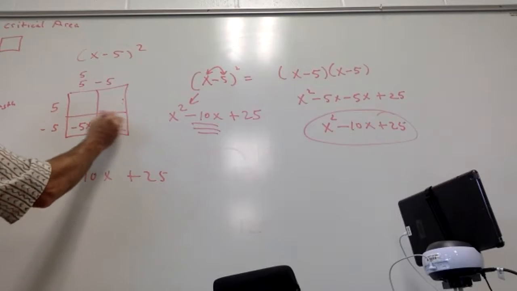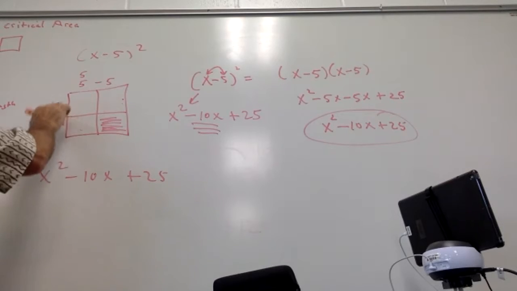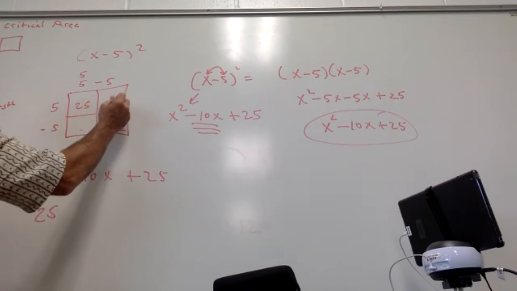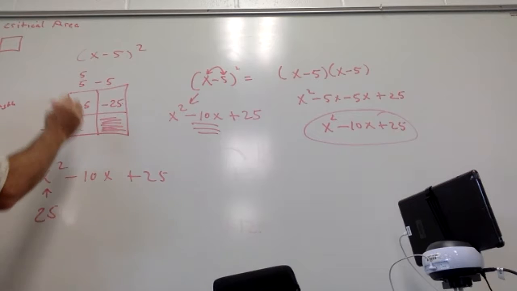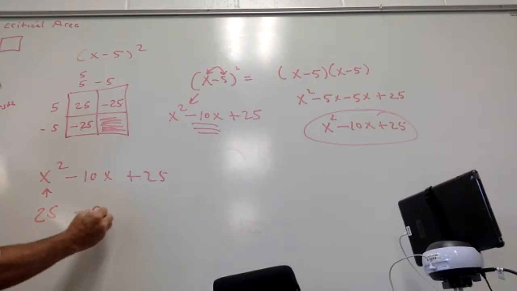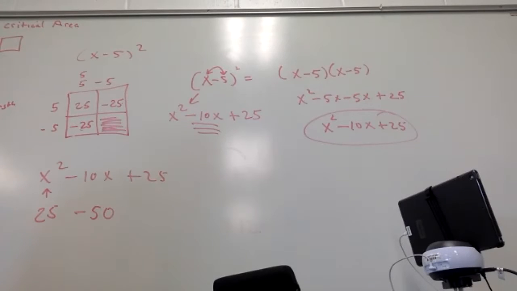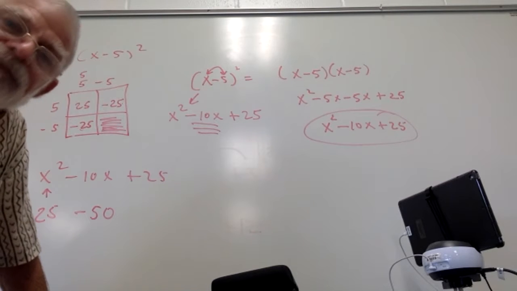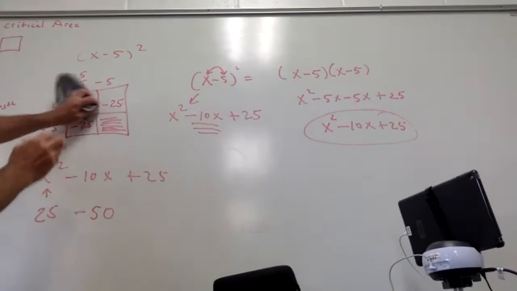I'm not going to fill this one in, that's the constant. What's 5 times 5? 25. Isn't that this? What's 5 times negative 5? Negative 5 times 5, negative 25. Can you see that that adds up to minus 50? Are you starting to see the 2-to-1 ratio in those first two terms? And that's at the vertex, right? When this thing equals 0.